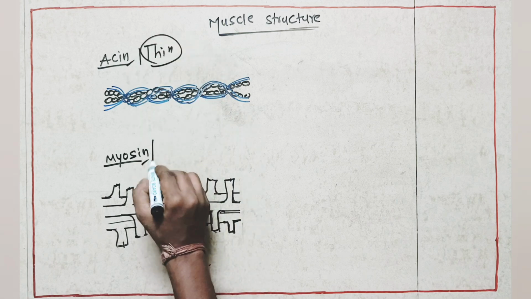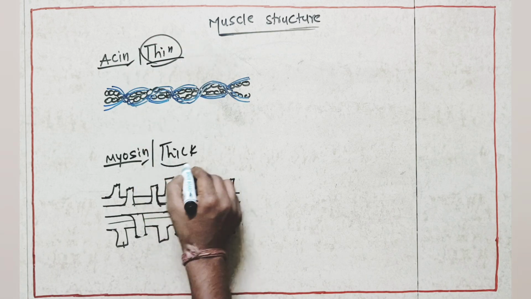Actin is thin. Myosin is thick. Actin is a thin structure, and myosin is a thick structure.